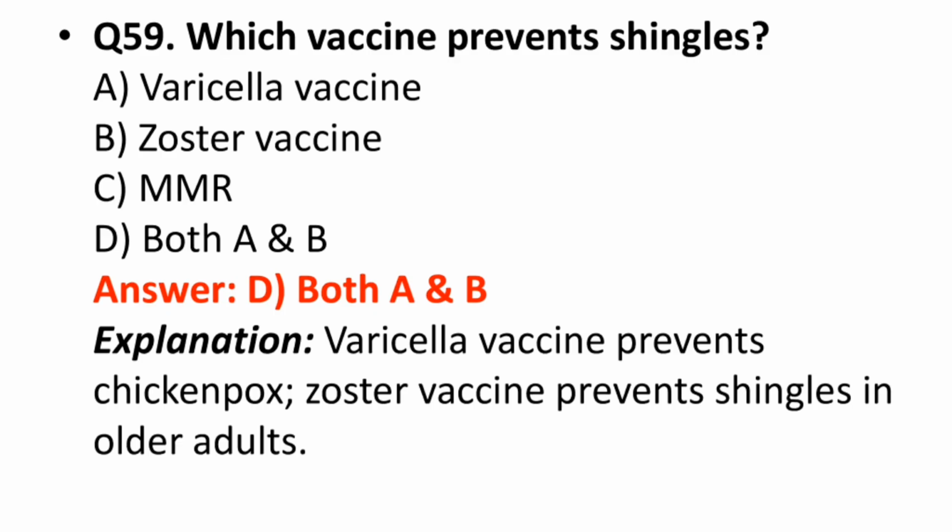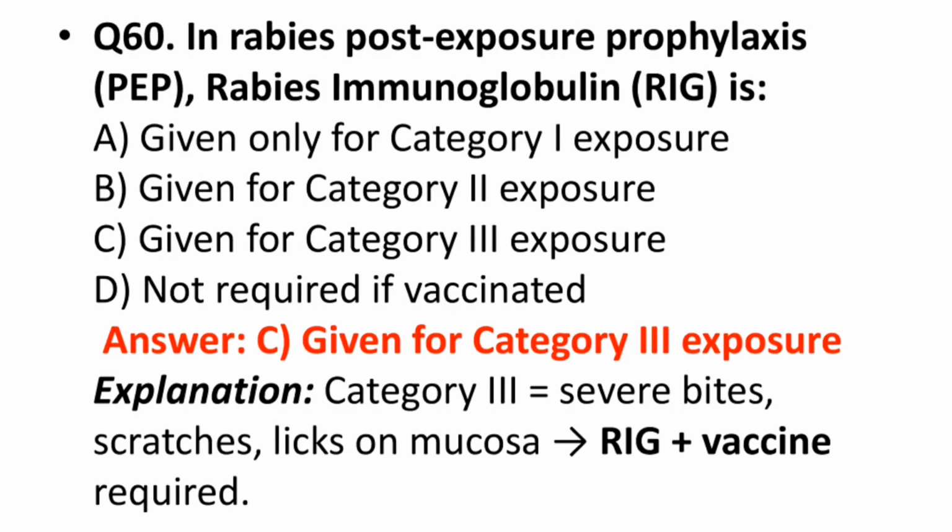Which vaccine prevents shingles? Option A, varicella vaccine. Option B, zoster vaccine. Option C, MMR. Option D, both A and B. The correct answer is option D, both A and B. Varicella vaccine prevents chickenpox. Zoster vaccine prevents shingles in older adults.